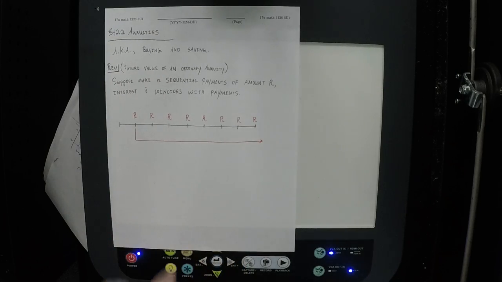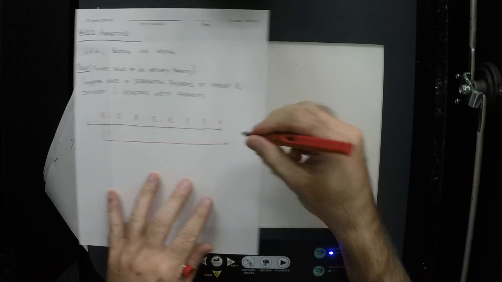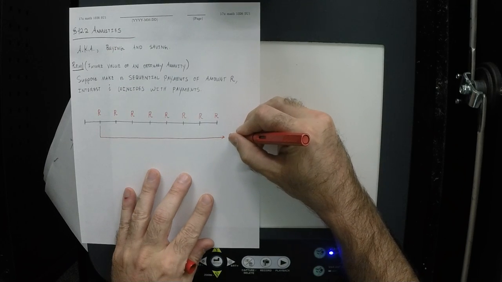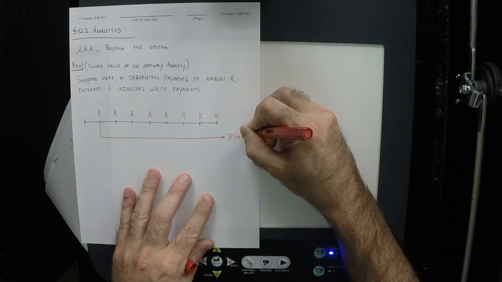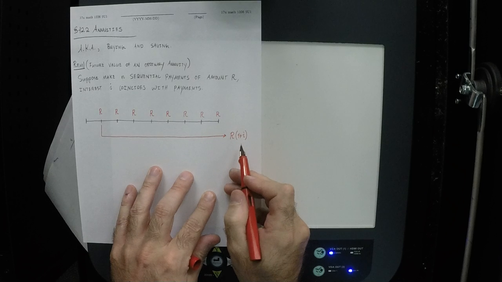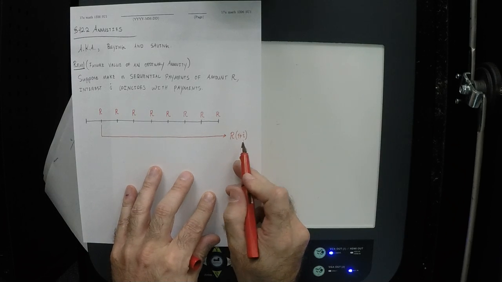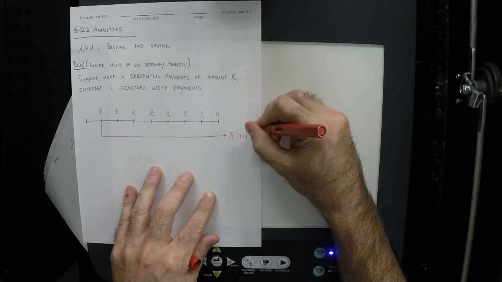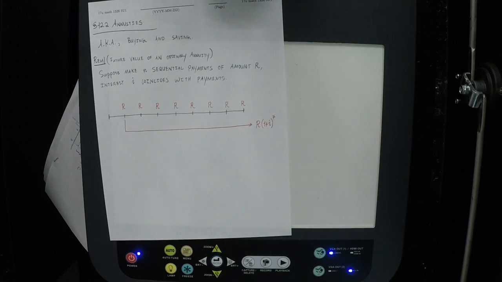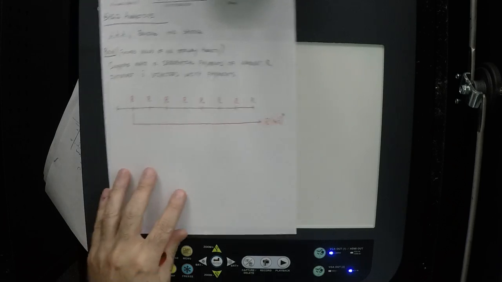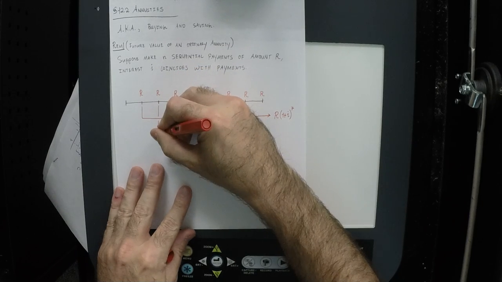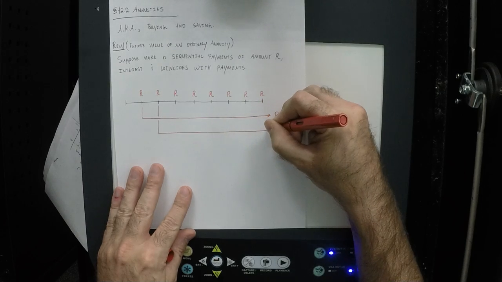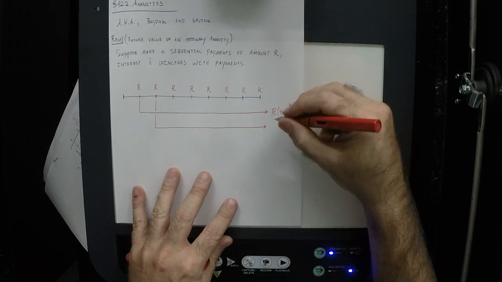So that means that this single payment, moved forward in time, is actually going to be R multiplied by 1 plus I. So it's going to be 1 plus I because that's like 102%. And then it's going to be to exponent 7 because it accrued interest 7 times. It had to go through 7 periods. Okay. How about this one? It also moves forward in time. And moving it forward in time, what's its value at the end?